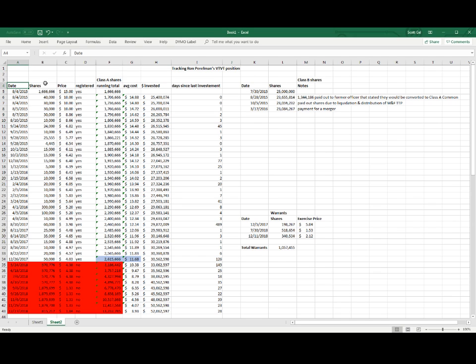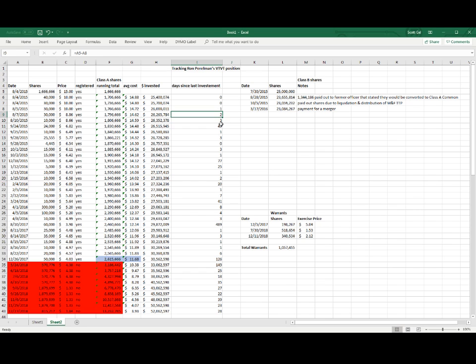We have the date, the shares that he owns, the price he paid, whether the shares were registered or not, a total of the shares he owns, the average cost, which is a very important thing to note, because if you wonder if the guy's going to sell his shares, you would probably want to know what he paid for those shares, because he's not going to sell them for a loss, or at least you would think not, right? And how much total money he's invested.